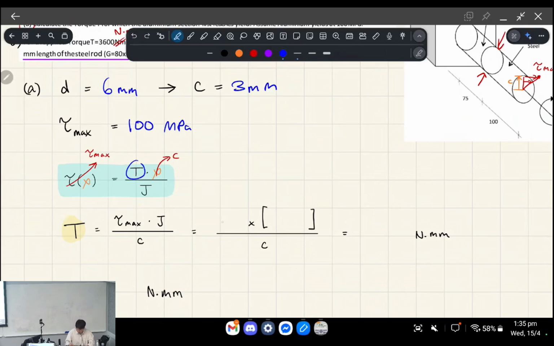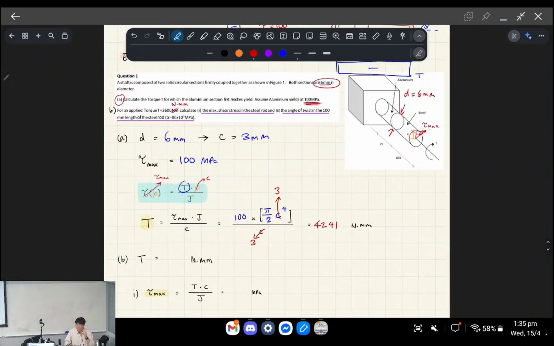And if we were to elaborate on this, tau max is 100 MPa. J has a formula for a solid rod, and it's pi on 2, c to the power of 4. We know what c is. It's 3. It's also 3 down here. So this gives us 4,241 Newton millimeters, okay? So everything's in newtons, millimeters, and MPa.